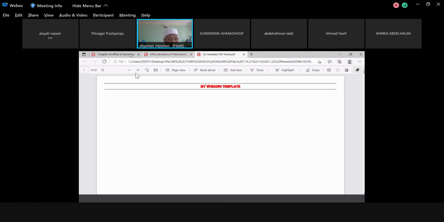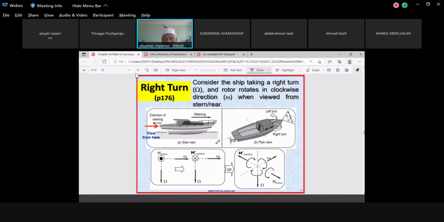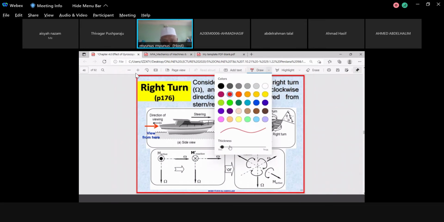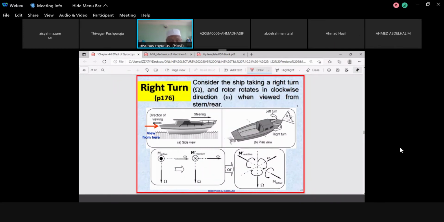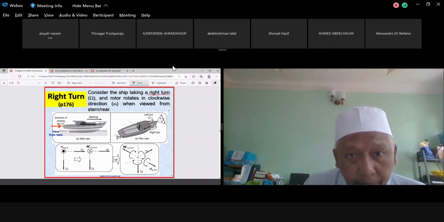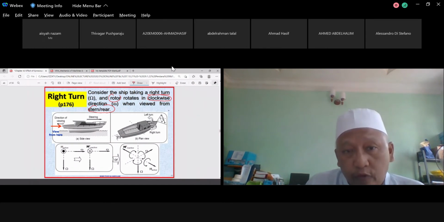Okay, now pick up one. So let's say, don't bother to copy, you have this one in your notes. I provide you both: one in your book and the other in your notes. Consider the ship taking a right turn, and the rotor rotates in a clockwise direction. The rotor could be the propeller, for example. This clockwise direction is viewed from where? Viewed from the stern, or rear end.